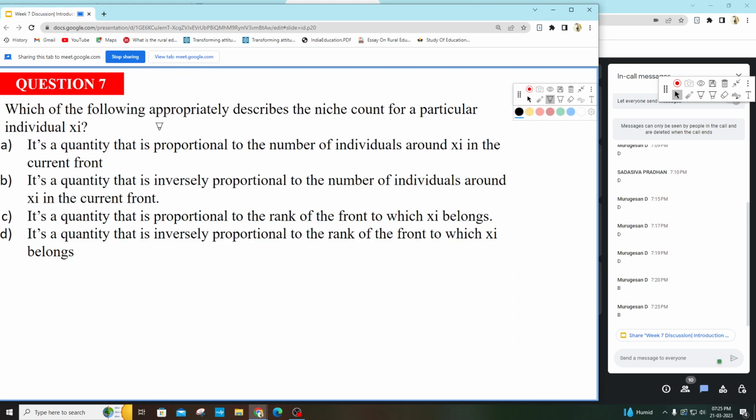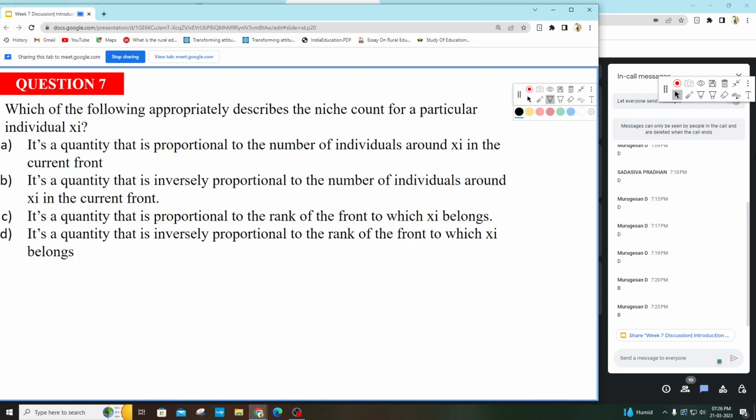Now let's move on to question number 7. Which of the following appropriately describes the niche count of a particular individual xi? A: it's a quantity that is proportional to the number of individuals around xi in the current front. B: it's a quantity that is inversely proportional to the number of individuals around xi in the current front. C: it's a quantity that is proportional to the rank of the front to which xi belongs. And D: it's a quantity that is inversely proportional to the rank of the front to which xi belongs.